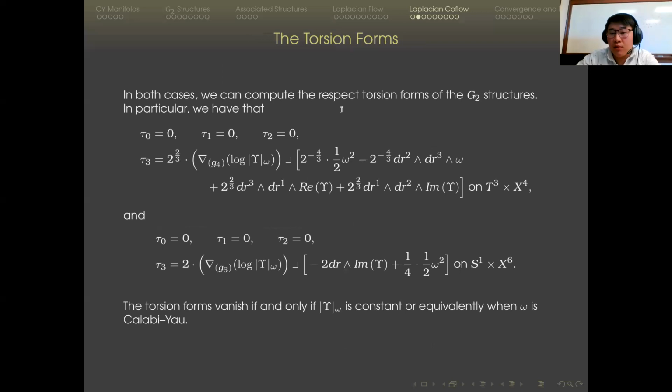You can look at the torsion forms. Torsion forms are going to be quite similar. Here we have that only the tau 3 torsion does not necessarily vanish, right? It's that interior product that we looked at. So these structures were co-closed, so we expect tau 1 and tau 2 to be 0. Turns out that in this case, tau 0 is also 0. And again, torsion will only vanish if that norm is constant, or equivalently, if we started with some Calabi-Yau structure.